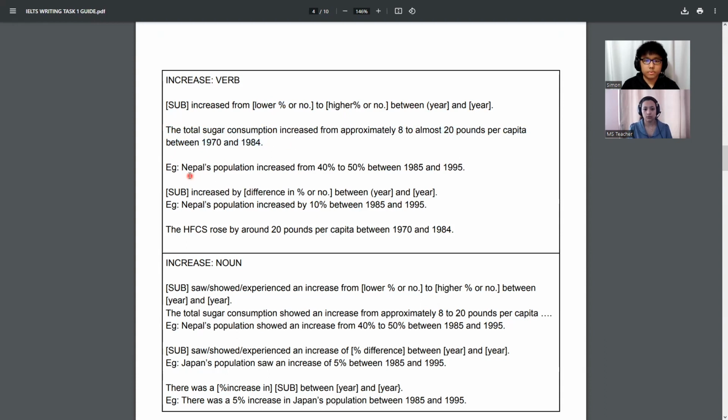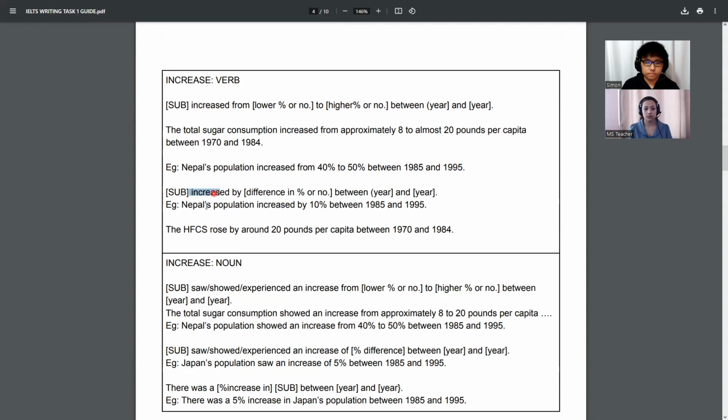And then another example is here. Nepal's population increased from 40% to 50% between 1985 and 1995. So here it is increased, and then the percentage, right? 40% to 50%, so it has gone up. Between 1985 and 1995, the time goes last.